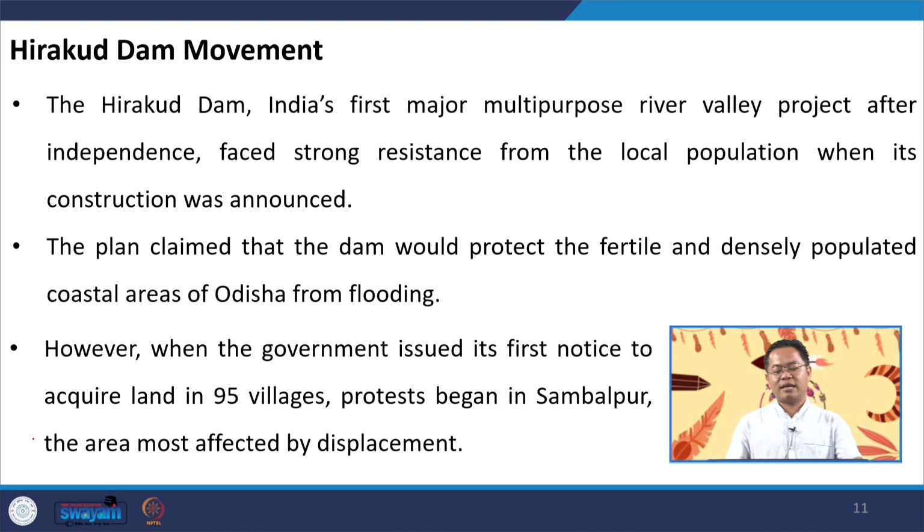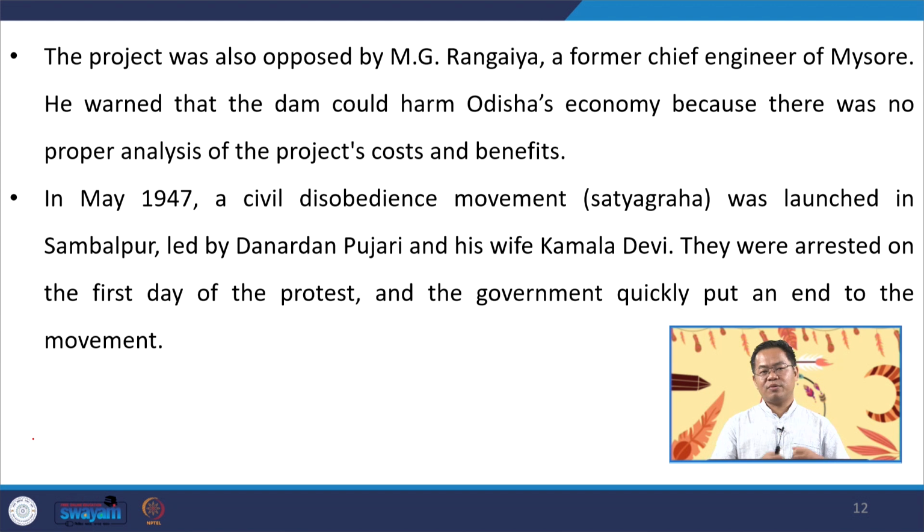The plan claimed that the dam would protect the fertile and densely populated coastal area of Odisha from flooding. However, when the government issued its first notice to acquire land in 95 villages, protests began in Sambalpur, the area most affected by displacement. So the construction of a dam does have a lot of benefits for generation of power and electricity, for irrigating fields, and many other associated benefits.